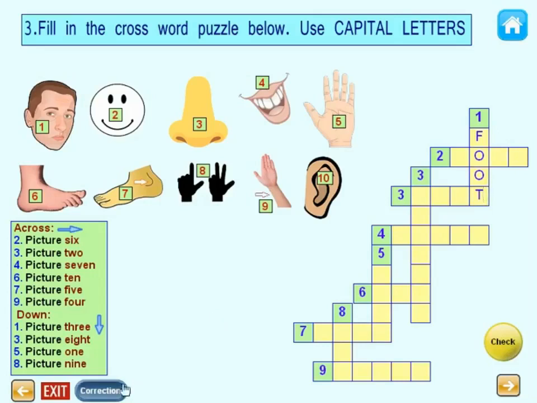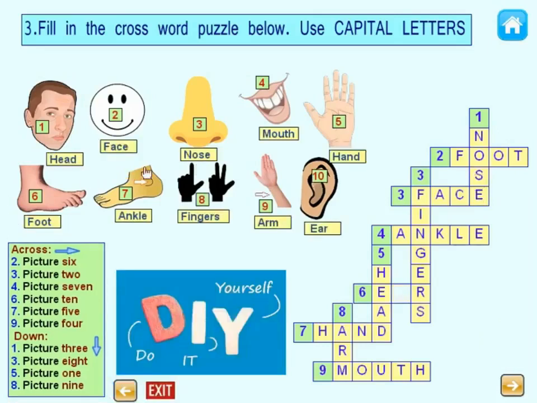Okay, click on the button correction to correct. As you see here, we have 10 body parts. We have head, face, nose, mouth, hand, foot, ankle, fingers, arm, and ear.